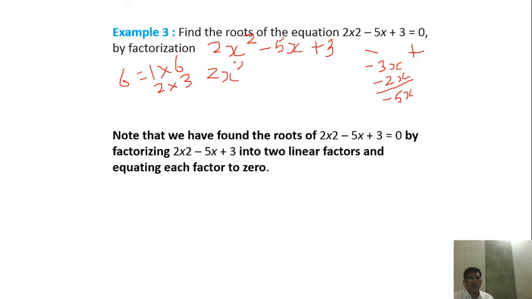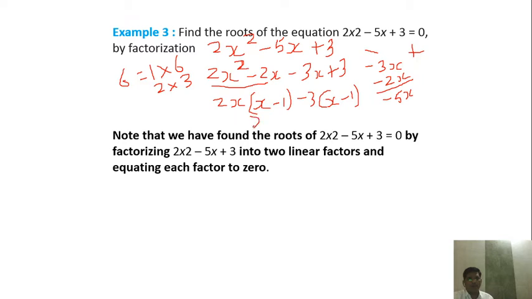So 2x square minus 2x minus 3x plus 3. Now here 2x is common, so I write x minus 1. Again minus 3 is common, so I write x minus 1.